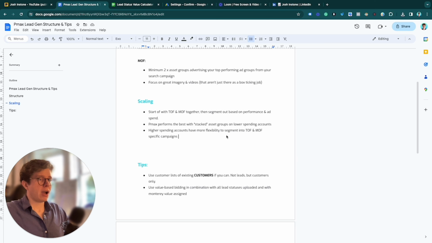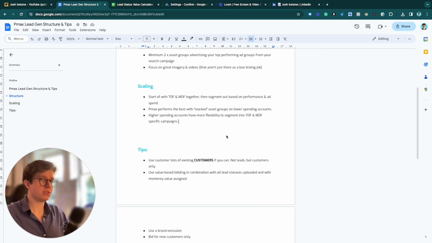So what I recommend, if you're on a higher spending account, and I'm saying there's at least $5,000 going into this campaign per month, then I could understand why you would segment it out to TOF and MOF specific Performance Max campaigns. But if you're anything under $5,000 a month, you should keep these together. And I'm talking $5,000 in this single campaign.